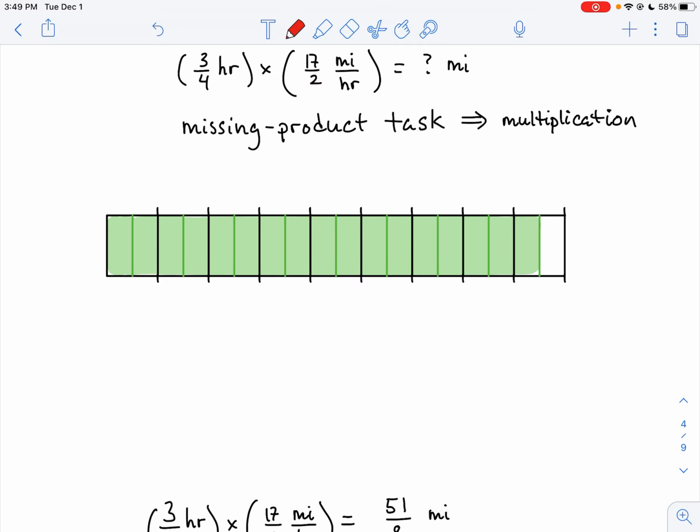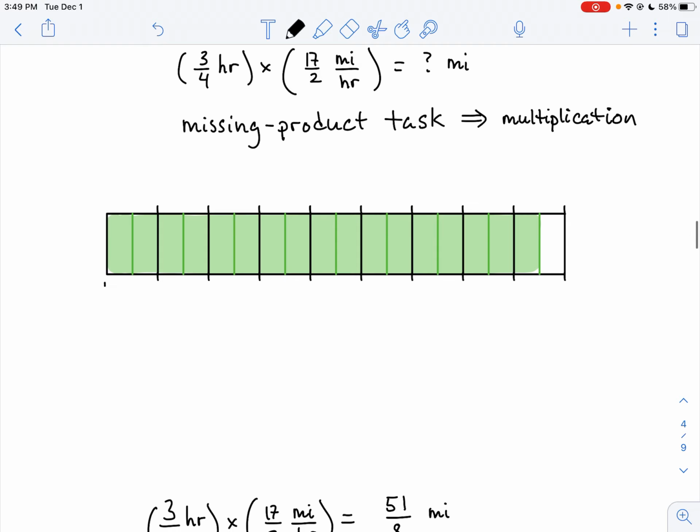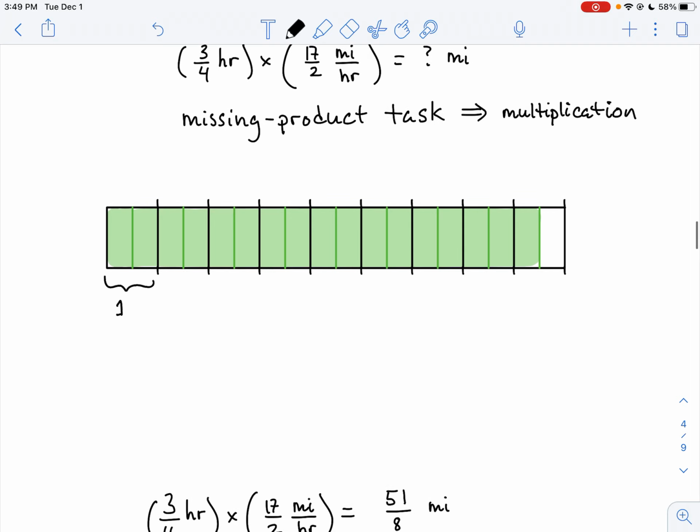And I began by drawing 17 halves. 17 halves miles per hour. So let's be clear about what is going on here. We have each of these blocks, when I say block I mean from here to here, stands for 1 mile.